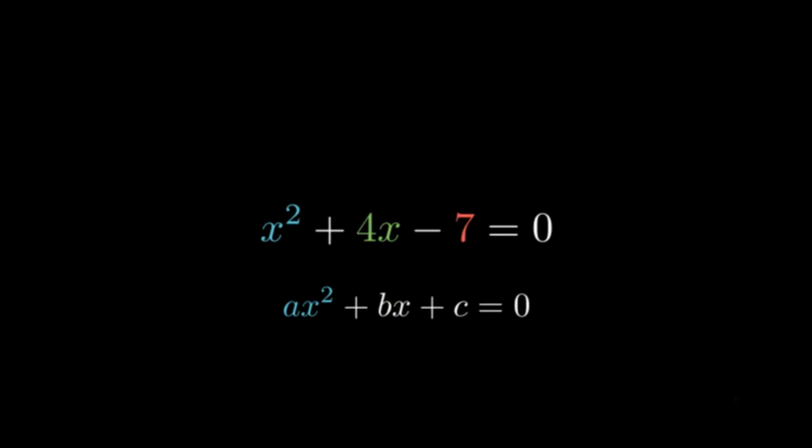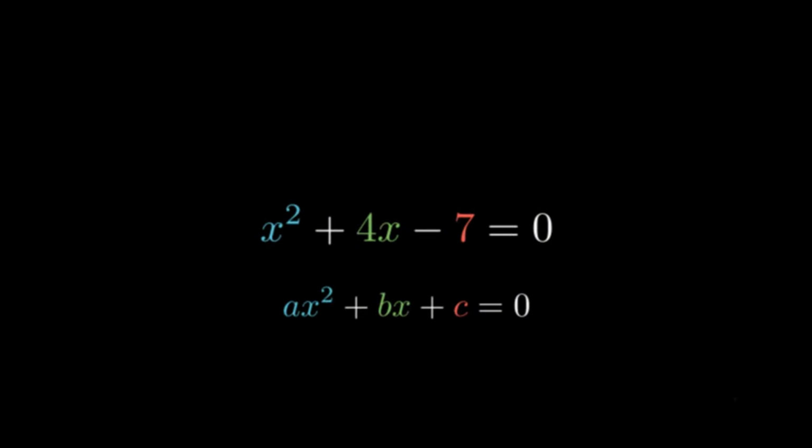The value of b is 4, which is the coefficient of our linear term x. This middle term will affect both the position and the direction in which the parabola opens. And c equals negative 7, our constant term. The sign of this term is important because it tells us whether the parabola crosses the positive or negative side of the y-axis.